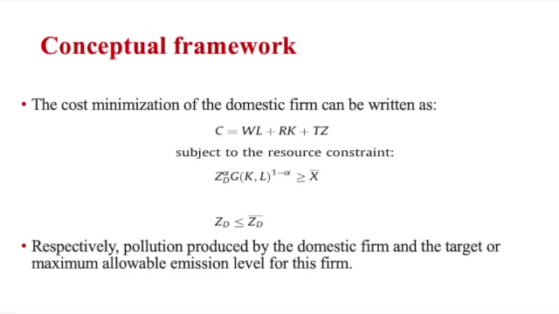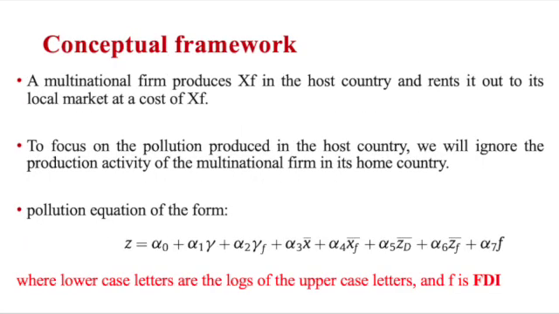The cost minimization of the domestic firm can be written as C equals WL plus RK plus TZ, where Z and T are, respectively, the pollution produced by the domestic firm and the target or maximum allowable emission level for this firm. So they consider pollution as an input to the production process, but it could also be equivalently considered as a joint production technology. A multinational firm produces XF in the host country and rents it out to its local market at a cost of XF.